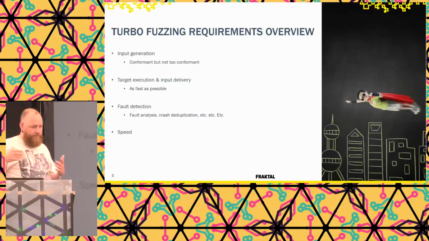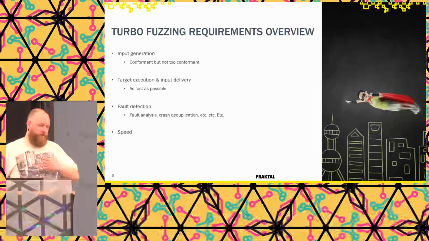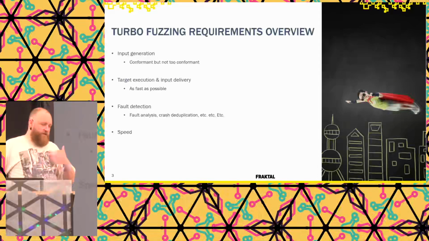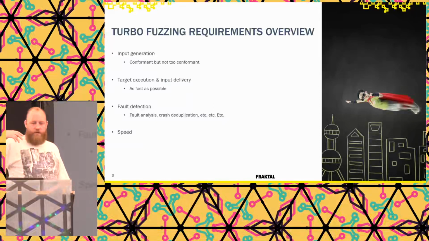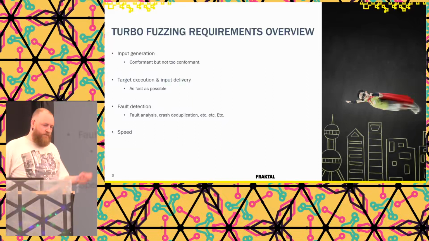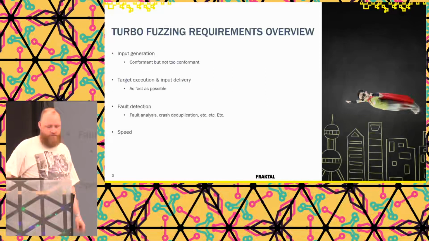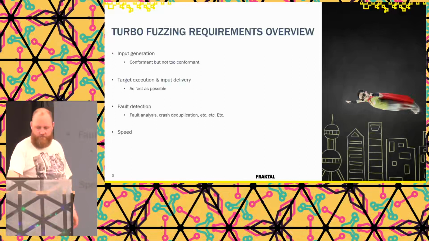You need an input delivery mechanism where you can feed the generated input to your target, and you want to execute your target as fast as possible, because more executions means more test cases executed, and so on and so on. You need a mechanism for fault detection so that you know if your generated input has caused a fault, so you can do crash deduplication and similar things, and fault analysis, of course.